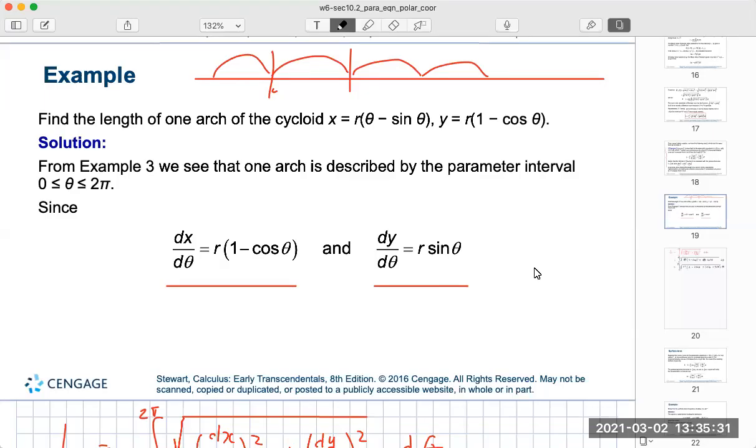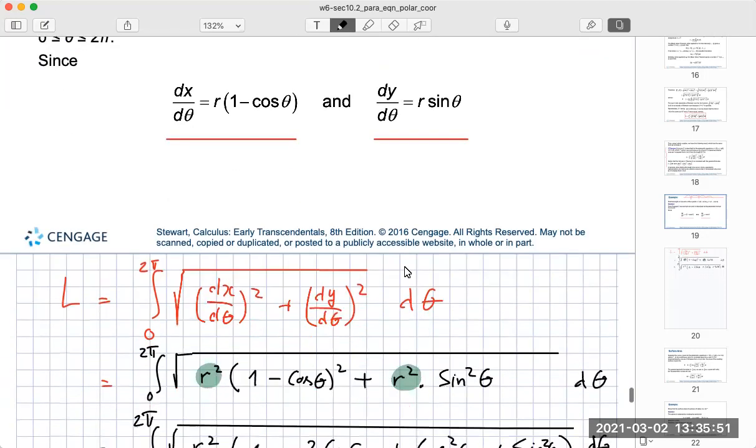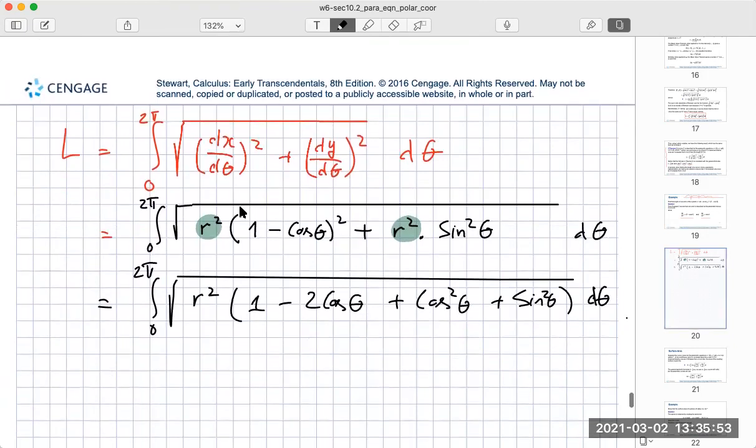So in this example, we are given x in terms of t, or in our case, theta. Then we find that dx over d theta is r times 1 minus cosine theta, and dy over d theta is r sine theta. Then applying theorem 5, the curve from t equal to 0 to 2 pi is given by this formula.